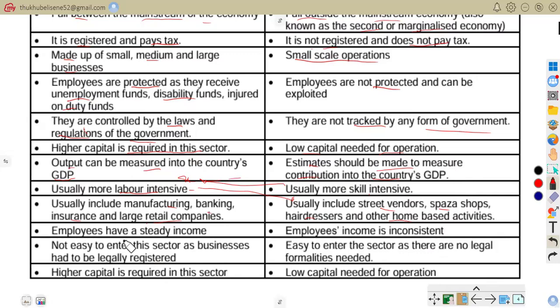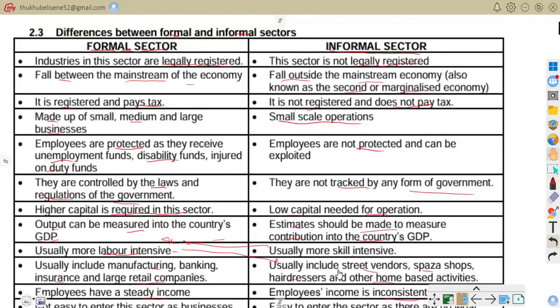Under formal, employees have a steady income, while informal employees' income is inconsistent. It is not easy to enter the formal sector, as the business has to be legally registered. But under informal, it is easy to enter the sector as there are no legal formalities needed. With the formal sector, higher capital is required; here, lower capital is needed for operation. Hope we are together, people, and let us move on.